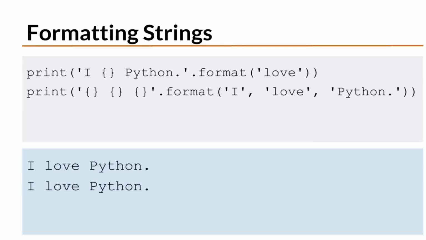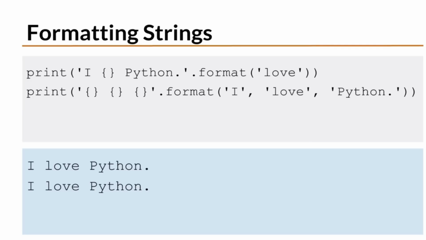In the first print statement, the string I, curly braces, which is the placeholder, Python, evaluates to I love Python, because the curly braces will be replaced by the string love that is passed into the format command. The string in the second print command is comprised of 3 placeholders. The first placeholder will be replaced by the first string passed to format, which is I. The second placeholder will be replaced by the second string passed to format, which is love, and likewise the third placeholder will be replaced by the third string passed to format, which is Python.